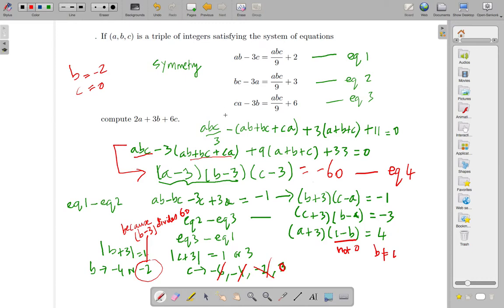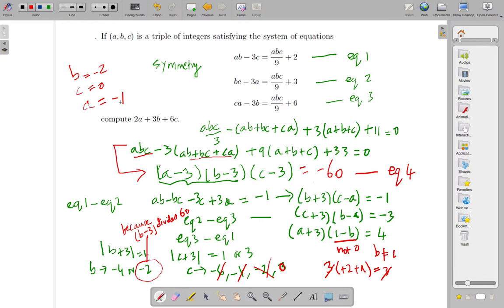Since we found B is negative 2 and C equals 0, we can plug in anywhere, right? So if I plug in here, C is 0, so I have 3 times minus 2 minus A is negative 3. So if I take the opposite sign, 3 times 2 plus A is 3. So 2 plus A is 1. So if 2 plus A is 1, what is A? A is negative 1. That's the only possible value.